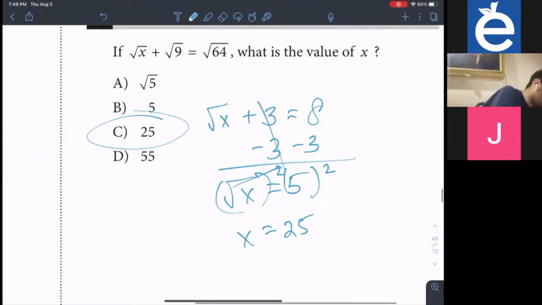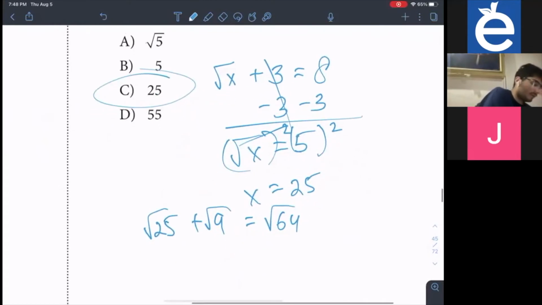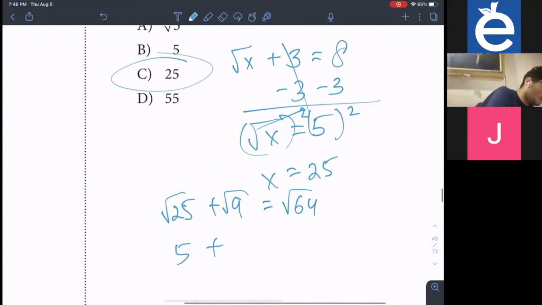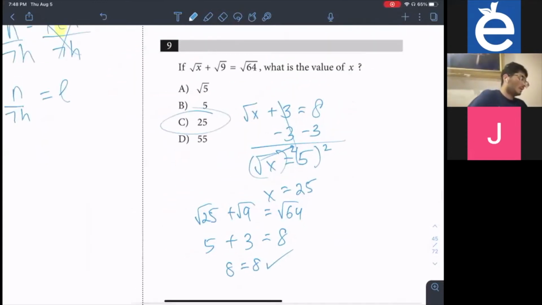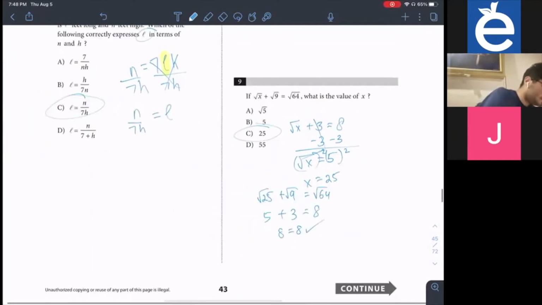We can double check to make sure it's correct. We can do radical 25 plus radical 9 is equal to radical 64. Radical 25 is 5, radical 9 is 3, and radical 64 is 8. 5 plus 3 is 8. 8 is equal to 8, which is correct. So we know question 9 is choice C, 25.